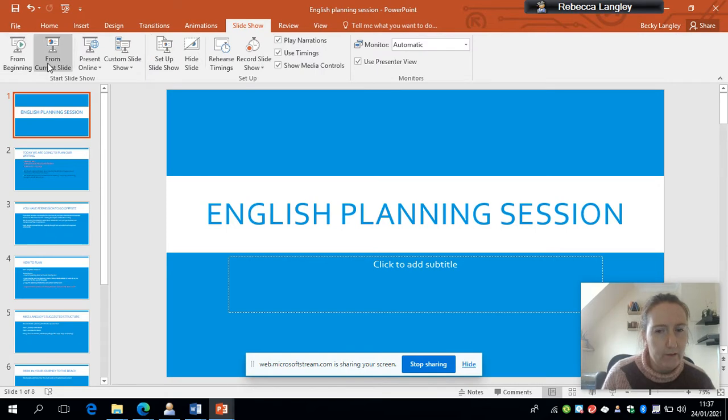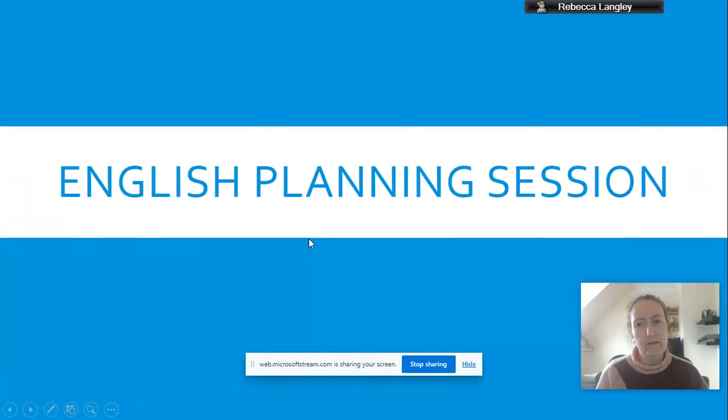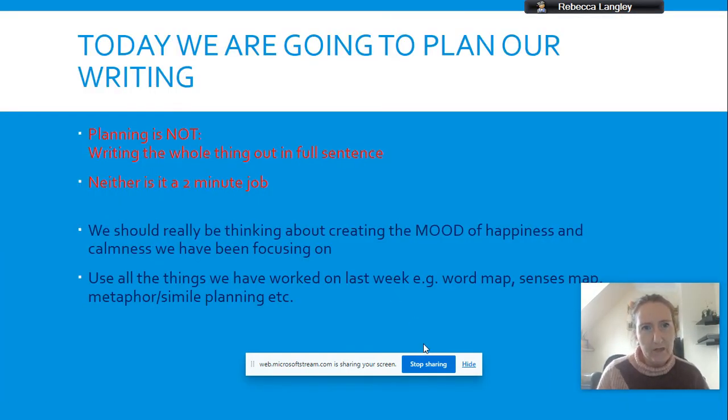We'll go from the current slide like we normally do. Okay, so it's our English planning session. Today we're going to plan our writing. What planning is not is writing, like what I see a lot of children do, which is write the whole thing out in full sentences on the plan. Look, I've got a typo there. That's ironic, isn't it? So don't write out in full sentences.